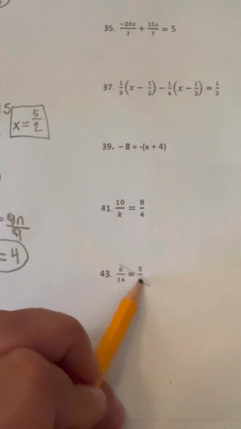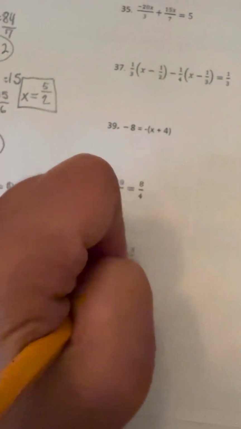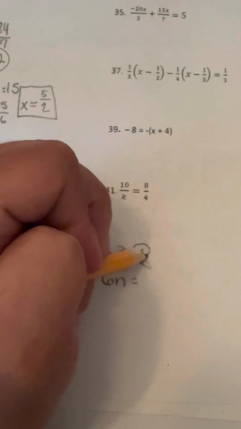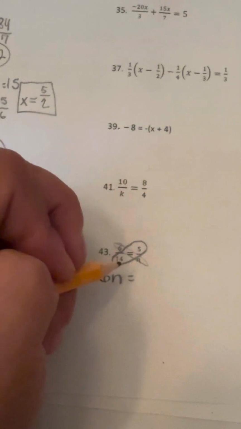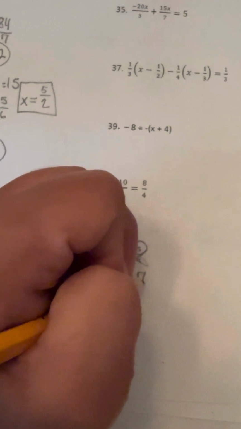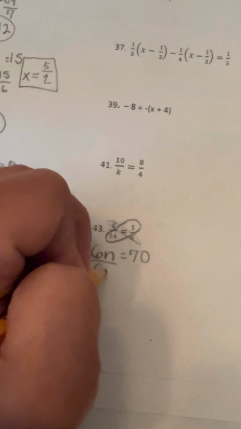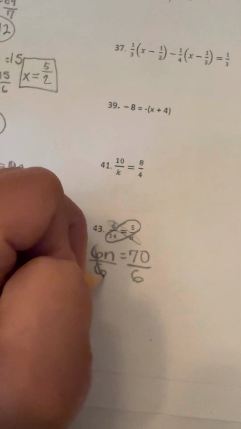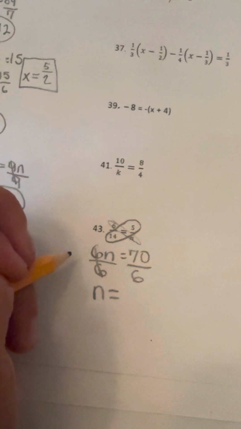We're going to multiply across this way, 6 times n, which is going to get me 6n. Multiply, divide. Multiply these two, 14 times 5. 14 times 5 is going to give me 70. And then divide by that number in front of the variable, which is 6 this time. Cancel that out. That's going to be n is equal to 70 divided by 6.